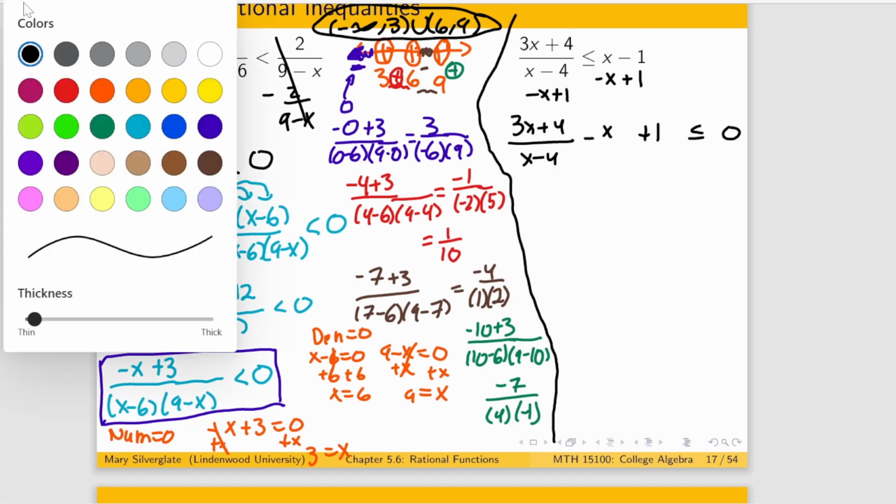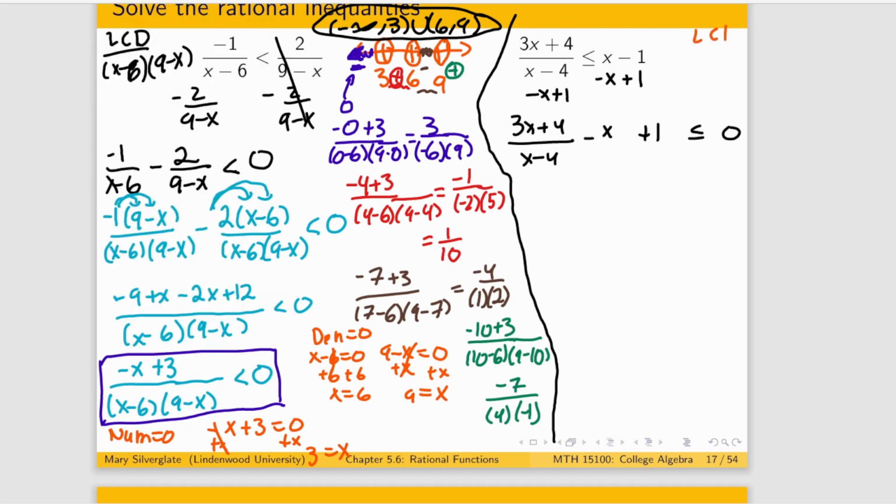Because here we want to give these a common denominator now, and that common denominator, the x is currently over 1, the 1 is currently over 1, and the 3x plus 4 is over x minus 4. So x minus 4 is going to be our least common denominator. So I want to multiply both of these by x minus 4.